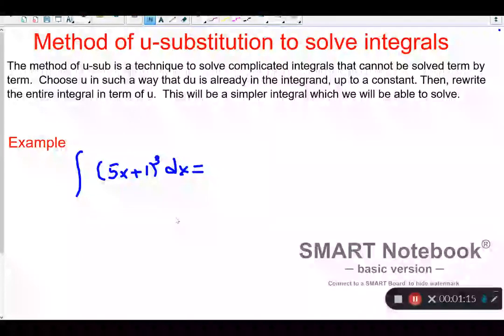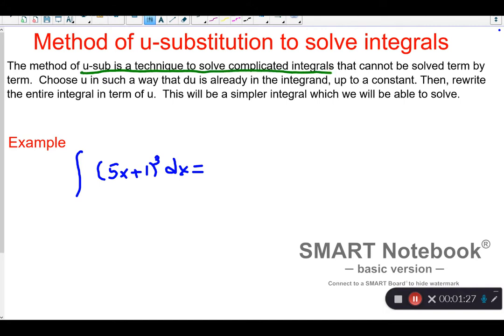And then you would have to integrate it term by term after you simplify that. But that's a lot of work. So for a complicated function like this, there's a better way. So we're going to use again the technique called u-substitution. And the idea is we're going to try to write the entire integral in terms of a variable u, okay? And the goal is that this will be a simpler integral which we'll be able to solve much more easily.